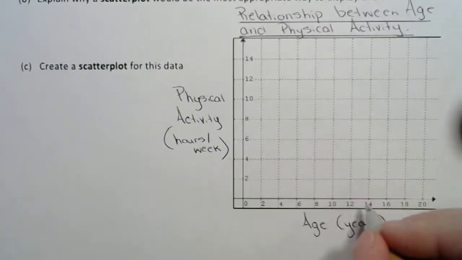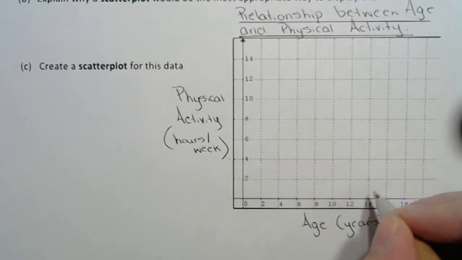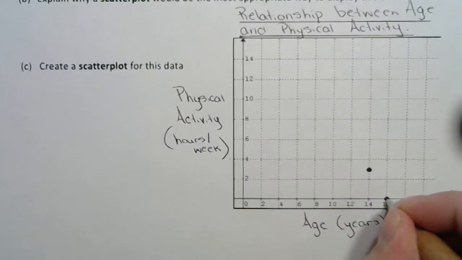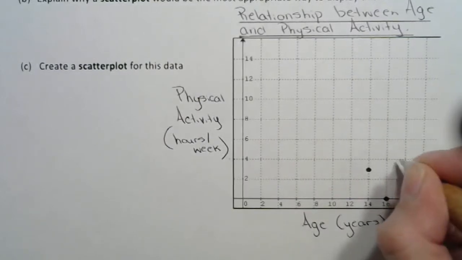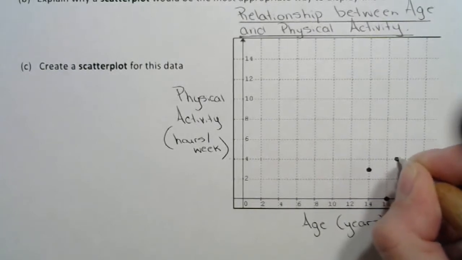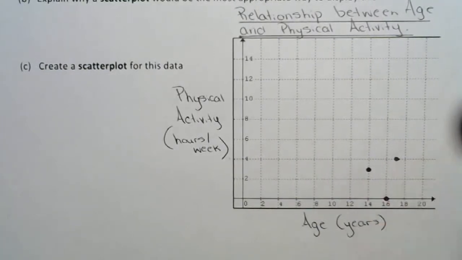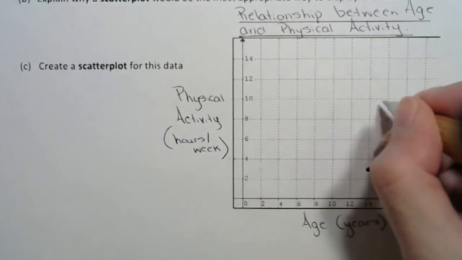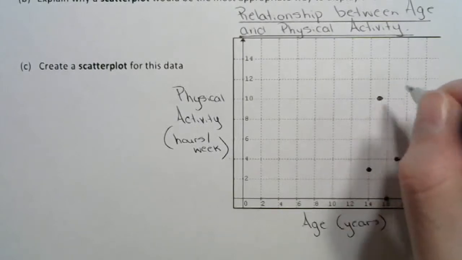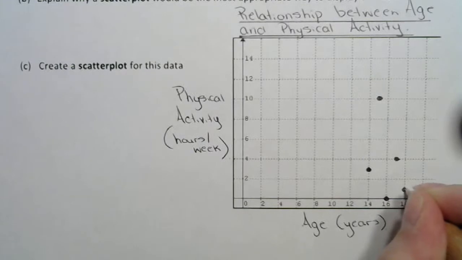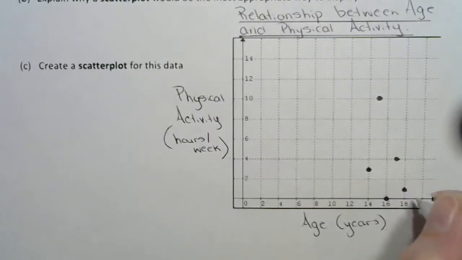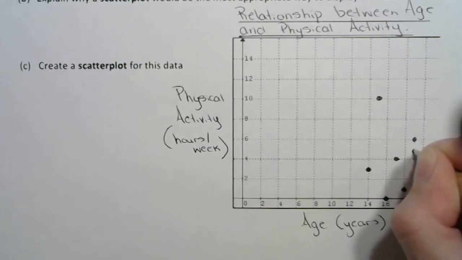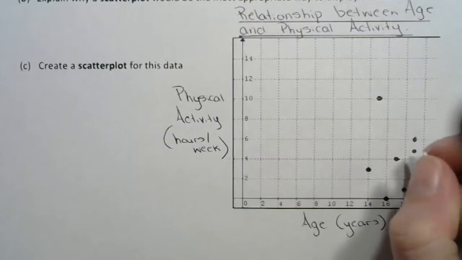So my first point is 14 and 3. We've got 16 and 0, 17 and 4. And they're going to start jumping around a little bit because this is just collected data. 15 and 10. Hope you don't mind me saying them out loud. 18 and 1, it helps me get my thoughts a little organized. 19 and 6. 19 and 5. 18 and 9.